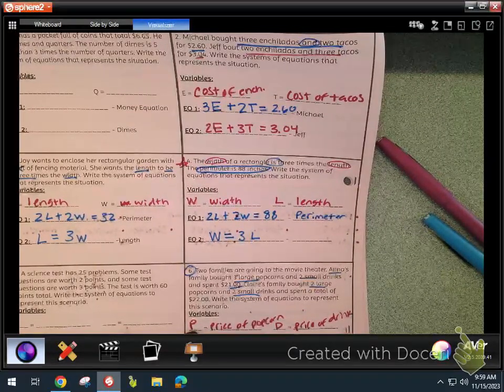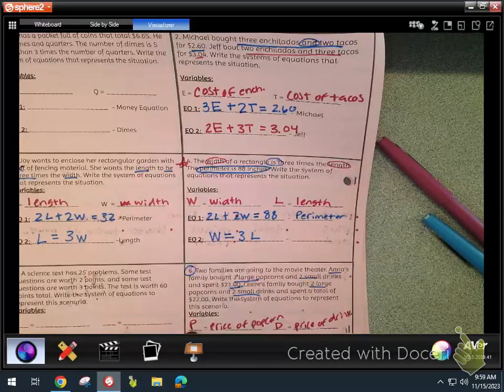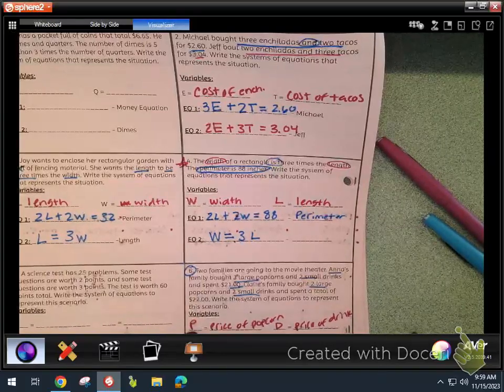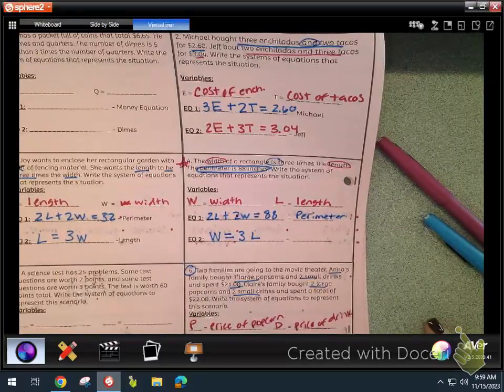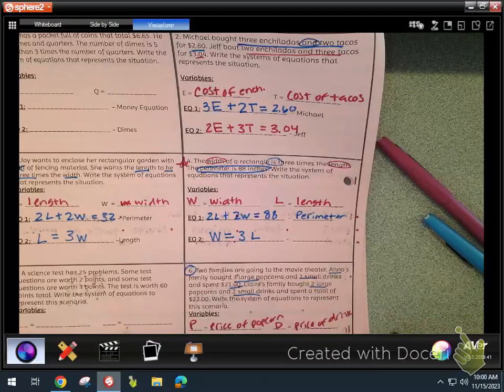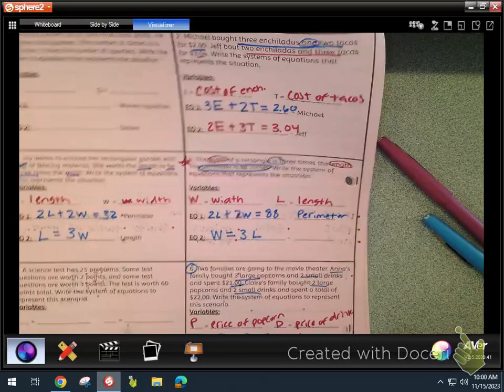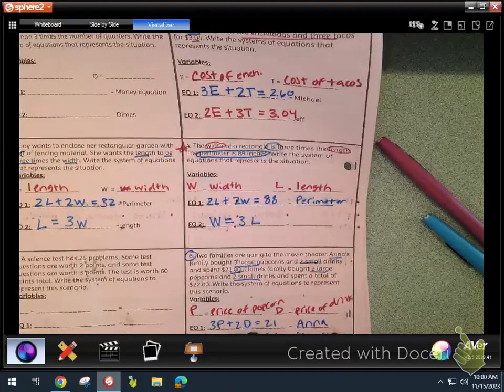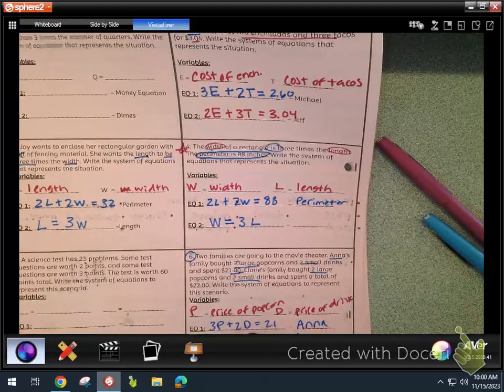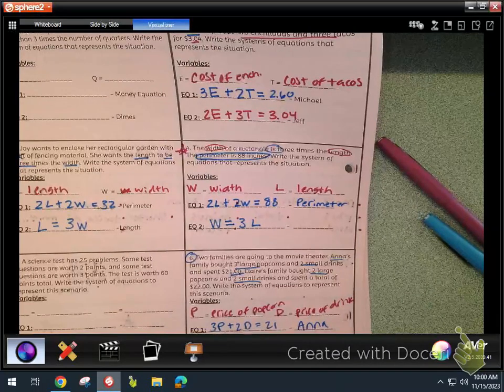Okay? Now, I wrote my first equation about Anna because the first Anna was talked about first. But the order of the equations, that doesn't matter either. So what equation represents Anna's spending? I put 3P plus 2D equals 21 because she bought 3 popcorns and 2 drinks. She spent $21. Okay? Mohammed, can you tell me Claire's?